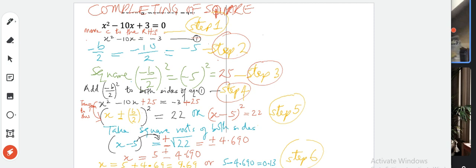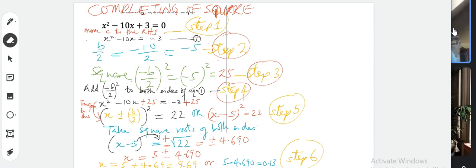The second step, substitute A and B into the formula. You find half of b, that's b over 2. It's just b over 2, not minus b over 2, which gives us minus 10 over 2, which of course is minus 5. That's step 2.